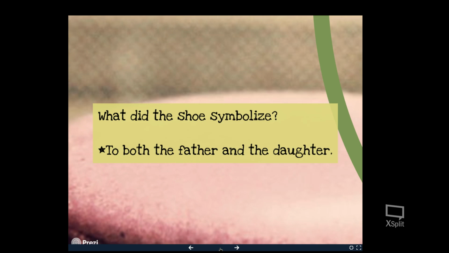Now, what did the shoe symbolize? The shoe symbolized both the father and the daughter's love for one another. She gave away her red shoes, which the red clearly symbolizes love, but the shoes symbolize love for them, and the father's willing to give up his own happiness, his shoe, for his daughter, and that's both symbolizing their love and their sacrificing of their own happiness for one another. Again, see how we had to dig a little deeper here?